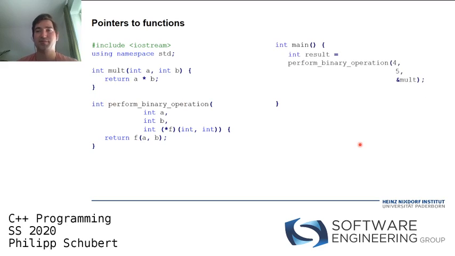And here's an example of how it would work. You can now call perform binary operation with two integer arguments, 4 and 5. And here you give it the address of the function multiply. You use the ampersand here to say this function pointer should be the multiplication function. And then the result would be 20, because perform binary operation calls whatever function is provided and applies it to the arguments a and b.